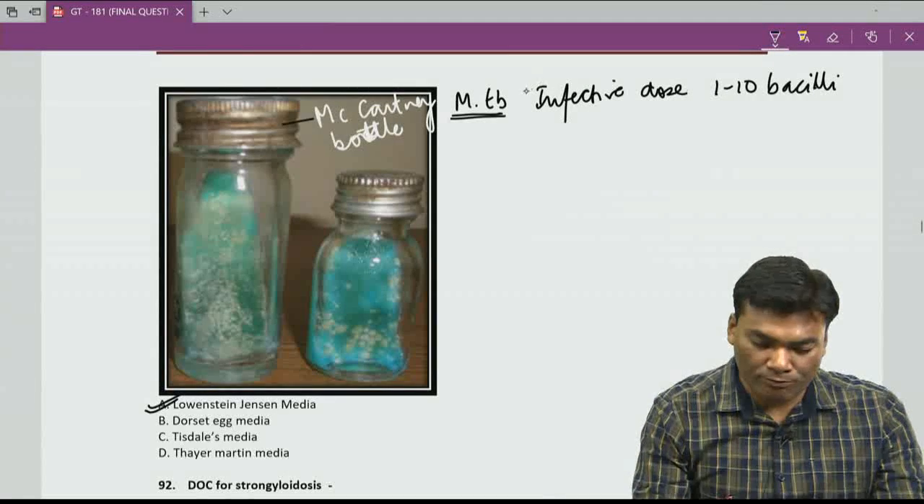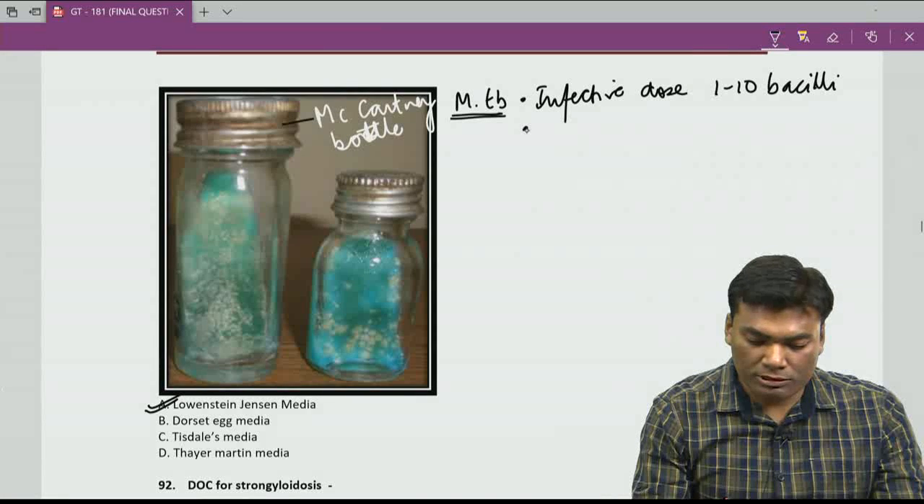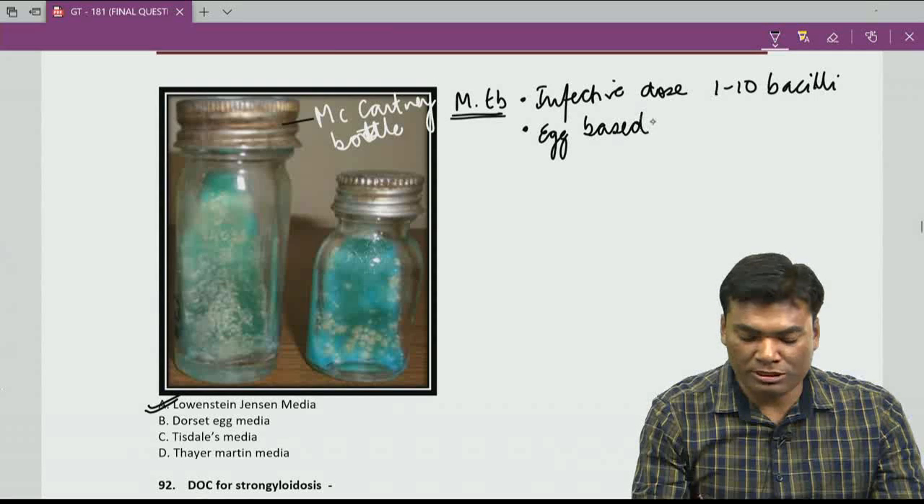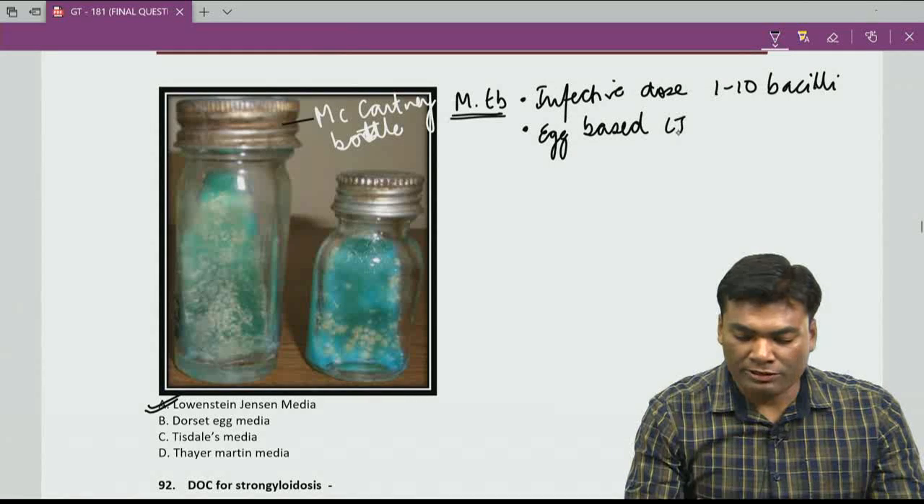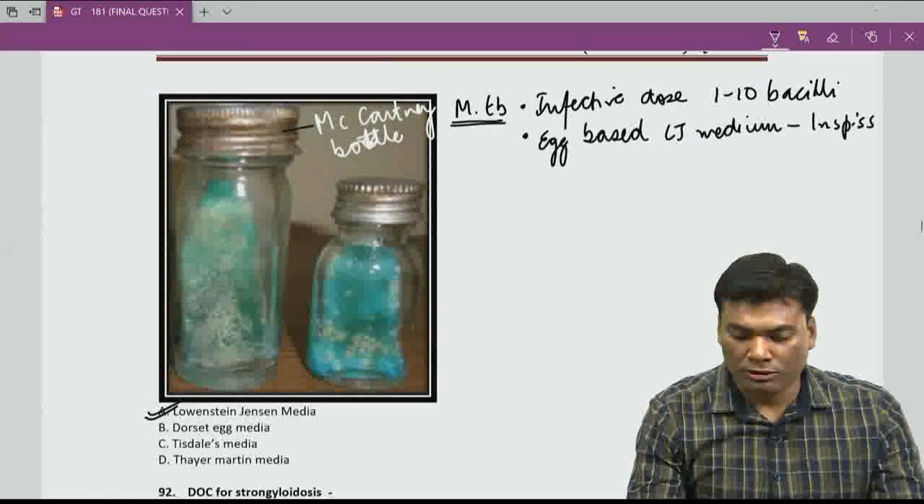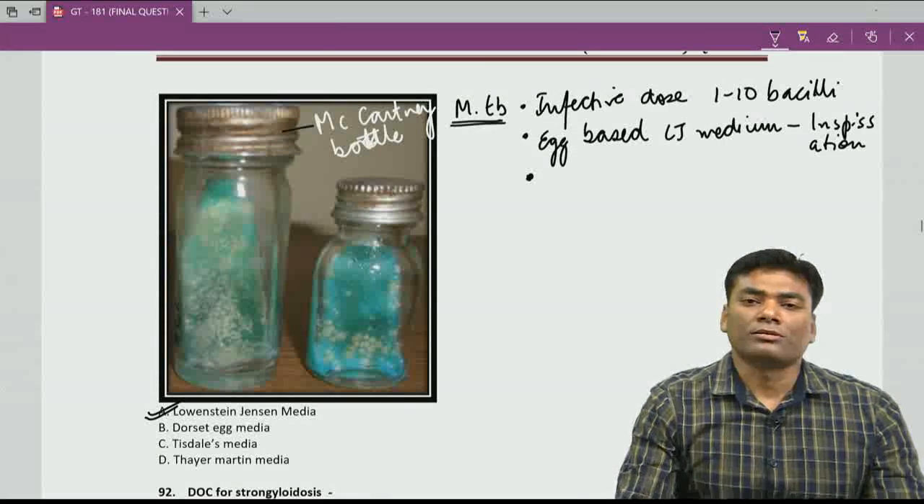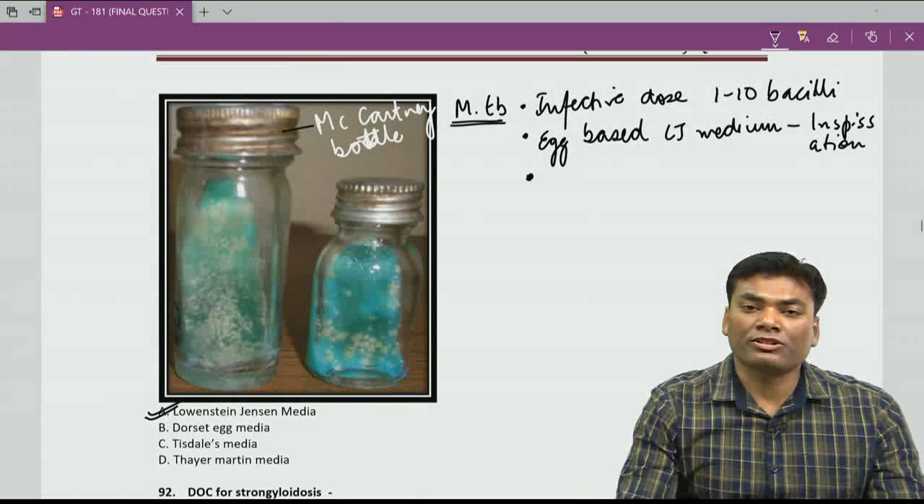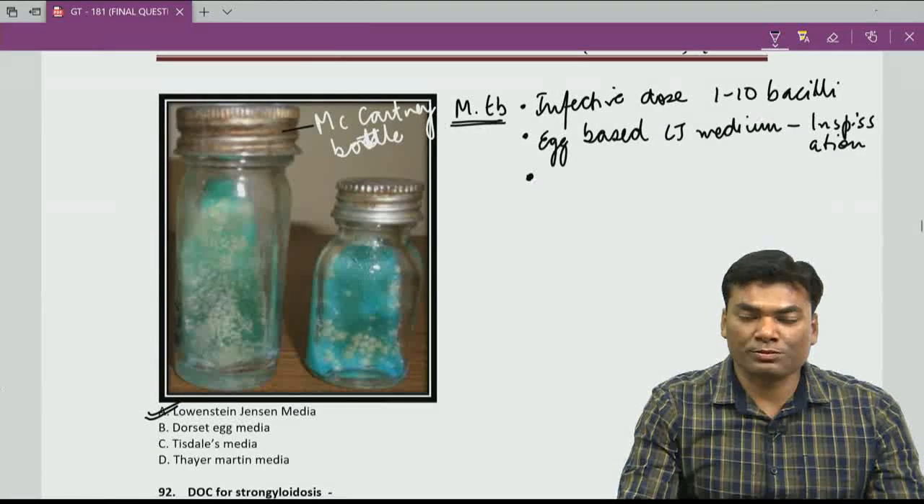Second thing is that this is an egg based media, right? And LJ medium is an egg based medium, and this medium is sterilized by inspissation. Now because of the egg content in this media, maggots will start growing in this media very fast, and other bacteria also grow. So to prevent contamination of this medium, we have to keep it in a screw cap bottle.